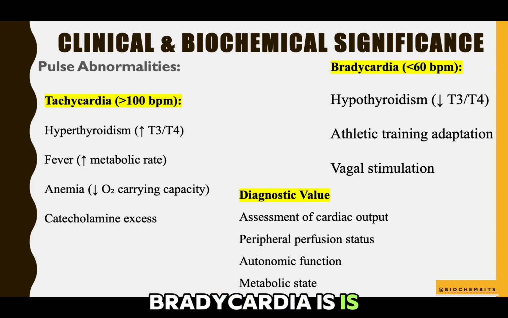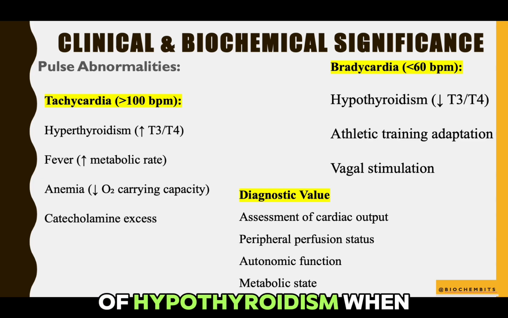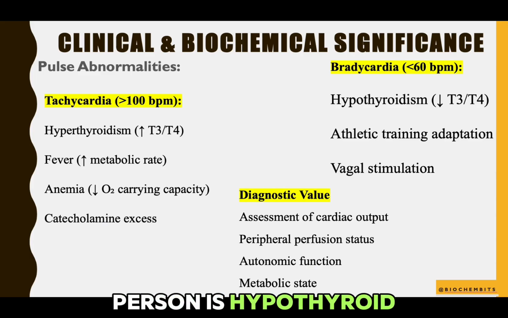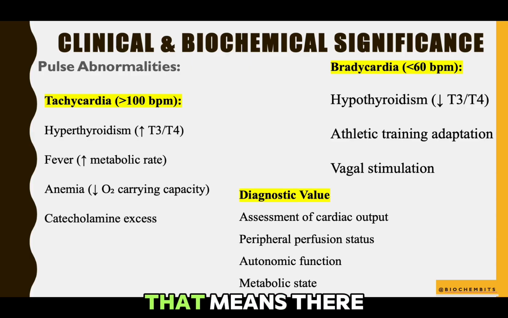Bradycardia is more of hypothyroidism, when you have a lower level of T3 and T4. It also occurs in athletic training, as I mentioned before, where there is an adaptation of the heart to produce less so that it doesn't have to do that much work. So a pulse below 60 in someone who is non-athletic can indicate hypothyroidism. It means there is a low level of thyroid hormone, which has decreased metabolic rate and has an implication on the heart rate.